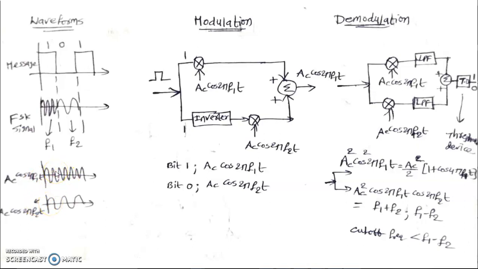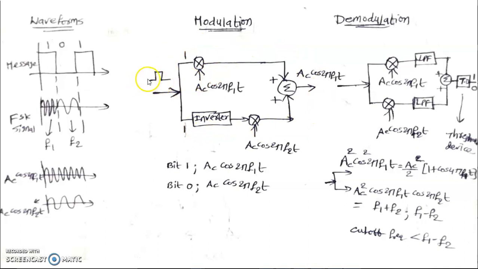Now see how the FSK signal is generated. If the message bit is 1, we are transmitting with F1 frequency, that is, we are transmitting AC cos 2 pi F1t. If the message is 0, then we are transmitting AC cos 2 pi F2t. Now how are we going to generate this FSK signal? This is the circuit diagram to generate the FSK signal.